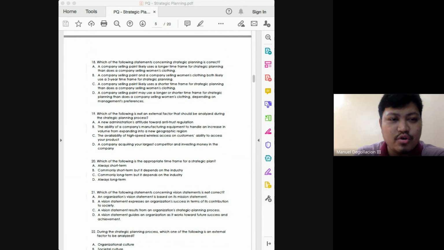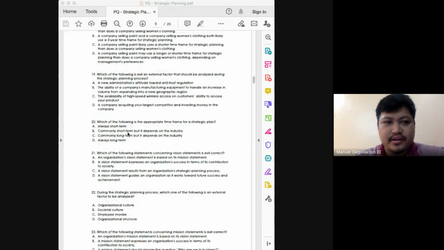Okay, let's try to go over the other choices. A company selling paint and a company selling women's clothing both likely use a 3-year time frame. No. A company selling paint likely uses a shorter time frame. It's incorrect. That's exactly the opposite of what we expect. Letter D, a company selling paint may use a shorter time frame for strategic planning than does a company selling clothing. It's not really mostly on management preference, but it is dictated by competition and changes in the product or services.